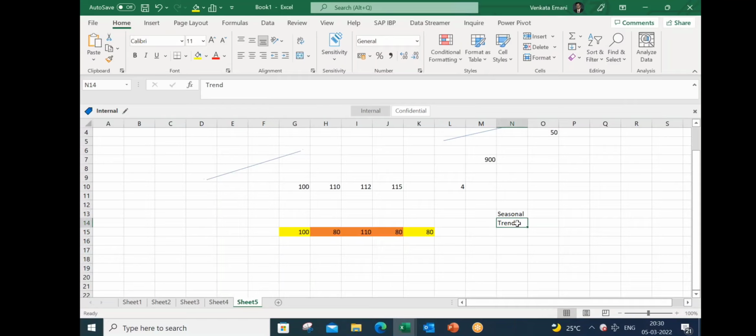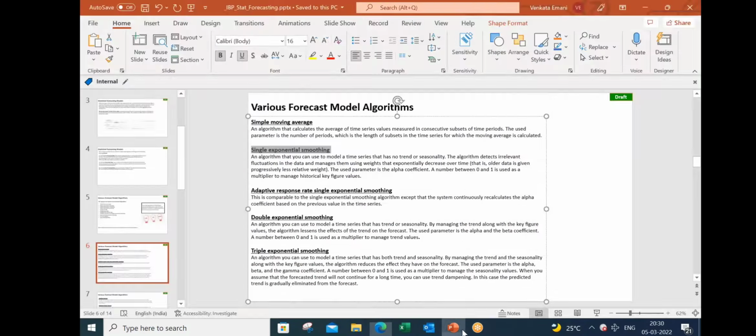So first you have to understand what your history pattern is. Whether my history has seasonality, then I have to use forecast algorithms which are applied for seasonal forecasting. If I think my history pattern has a trend pattern, I have to apply algorithms which handle trend patterns. Now we're coming to the algorithms.